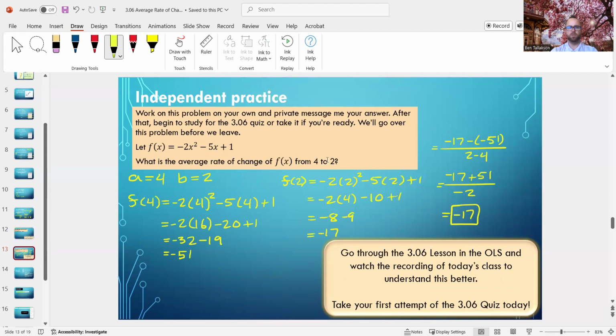A is 4. B is 2. F of A is the same as F of 4. PEMDAS, square, multiply, multiply, multiply, add, subtract. Same thing here, F of B, B is 2. So plug in 2 to find F of B. Once again, using order of operations. Finally, we get here, we'll actually multiply, and then add, and then divide. Negative 17.